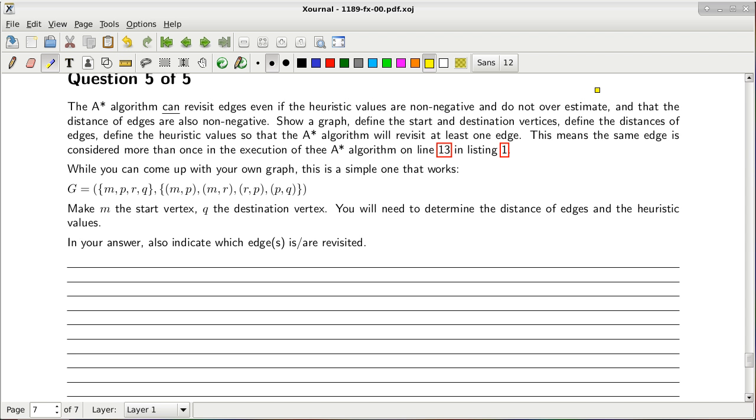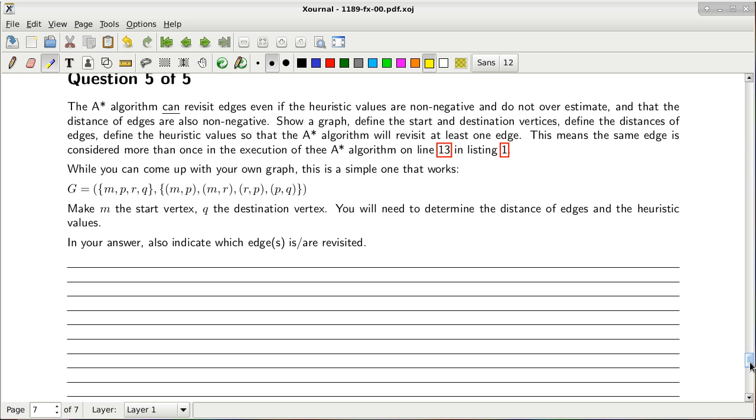Show a graph, define the start and destination vertices, define the distances of edges, define the heuristic values, so that the A-star algorithm will revisit at least one edge. This means the same edge is considered more than once in the execution of the algorithm. And to be more specific, on line 13 in listing 1.